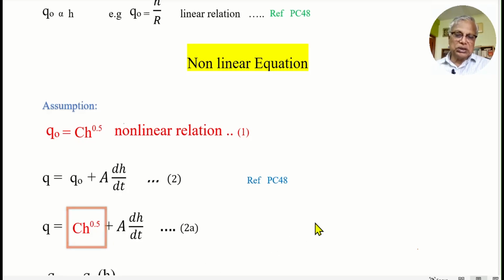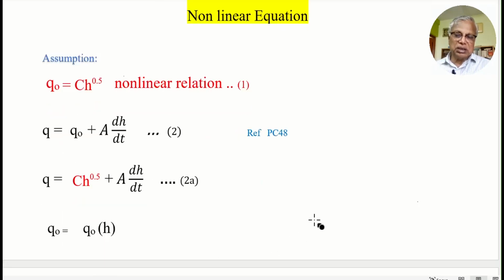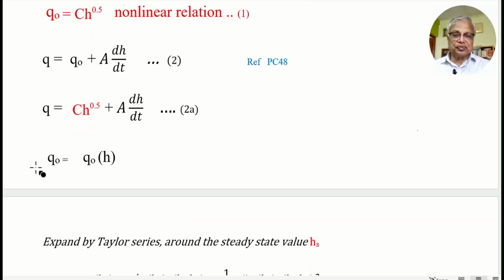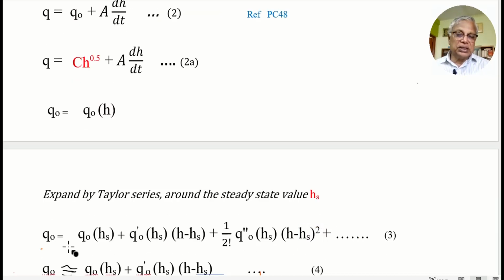How are we going to do this? We are going to do this by using a Taylor series and making some approximation. If you look at this equation, Q naught is a function of h. Now if I use a Taylor series to expand this function around the steady state value h_s, we get this equation.